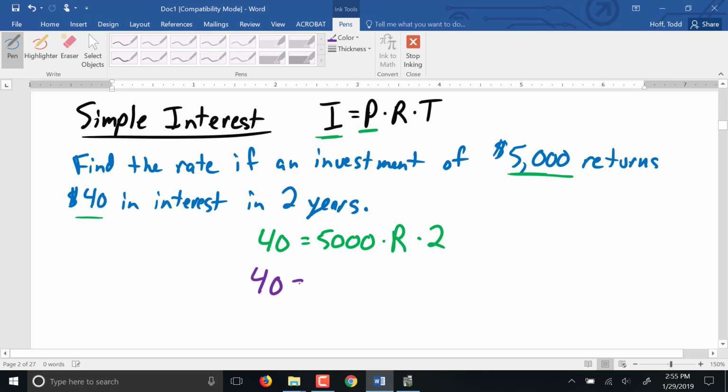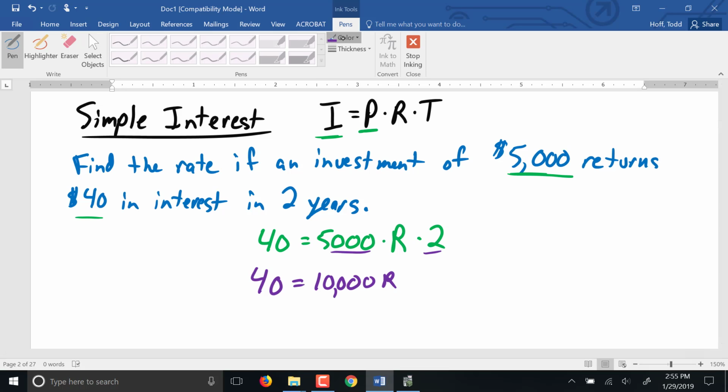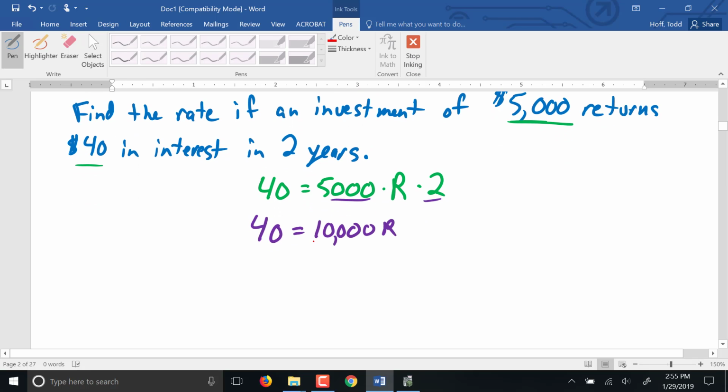So the 40 doesn't change. So I don't have to rearrange, we have to combine. 5,000 times 2 is $10,000 times R. Now we divide to find R. We're solving for R. So we're going to divide by 10,000. We get 0.004 equals R.